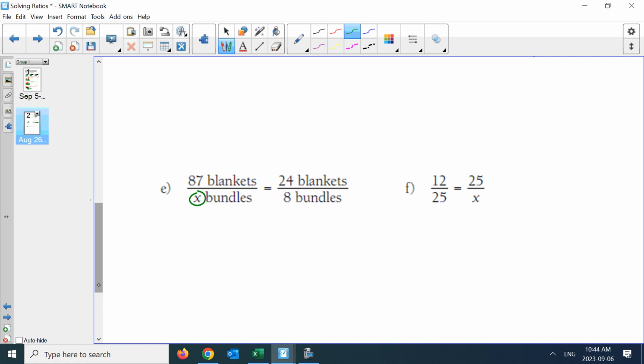Bundles. If there's 24 blankets and 8 bundles, and there's 87 blankets, how many bundles? 29 bundles. See, I couldn't have done that in my head easily. That's why I need to tell you, I'm trusting you guys with your numbers, so don't give me the wrong numbers. This one's just solve for X. There's no words to it.